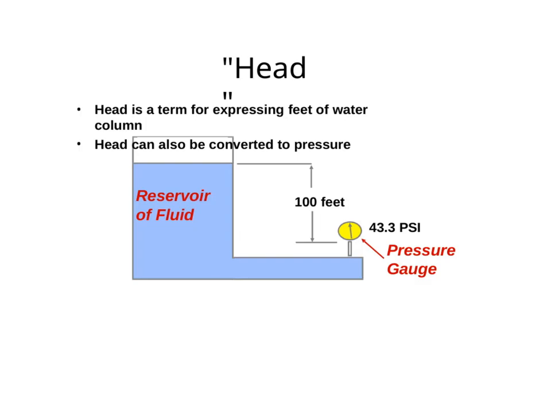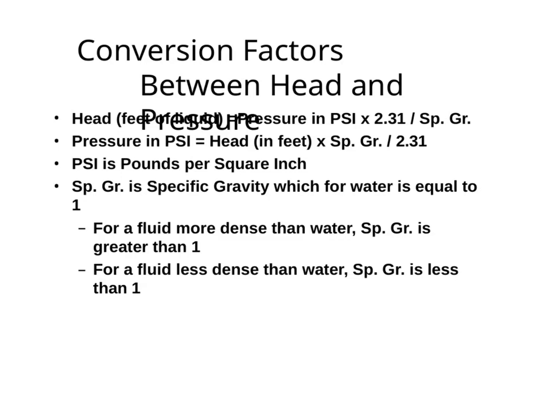Let's talk about something called head in fluid systems. It's a way to express pressure using the height of a water column, measured in feet. For example, 100 feet of water creates a certain pressure, which we can convert into pounds per square inch or psi. Here, 43.3 psi corresponds to that 100-foot head. So when you see head, think of it as the potential pressure from a column of fluid standing that tall. It's a handy way to link height and pressure together.